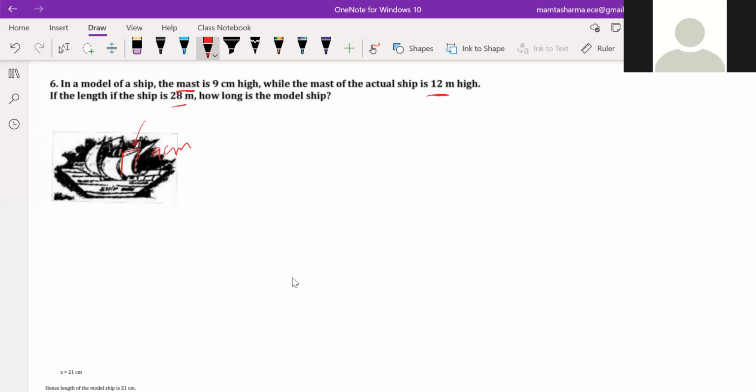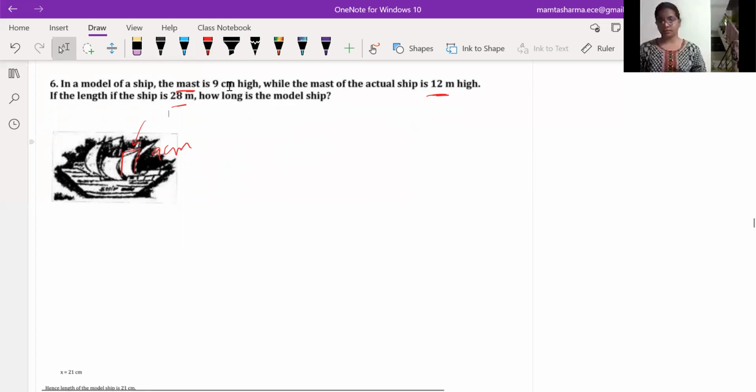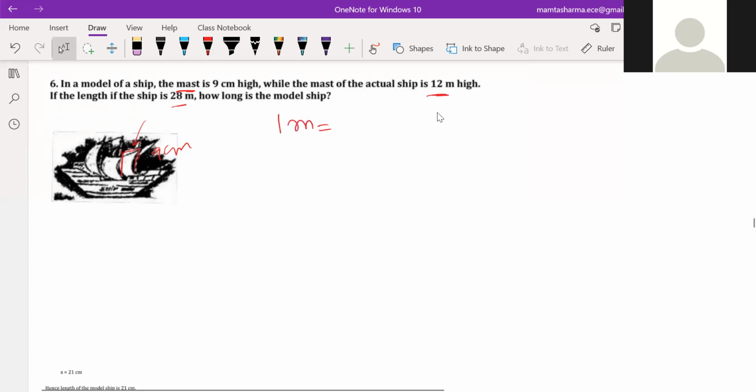It is very simple. The same method you need to apply. Will there be conversion of unit or not? Yes. The 9 is in centimeters and the 12 is in meters. They all should be in the same unit. So convert the centimeter into meter. Or why not convert the meters into centimeter? Yes, you can also convert. It is quite easy. 1 meter is equal to 100 centimeter. So 12 meter would be 1200 centimeter.